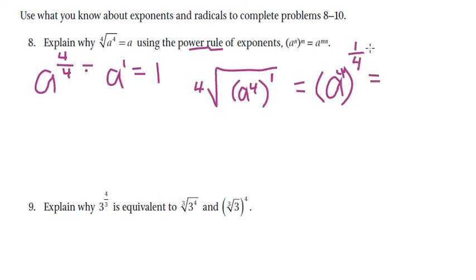Well, the power to a power rule with exponents tells us that we multiply our power by our power. So if I have a to the fourth here and I'm multiplying it by 1/4, well, 4 multiplied by 1/4 gives us a to the first. So again, we just get a. So those are some explanations about why that is true, given some different rules about radicals and exponents.